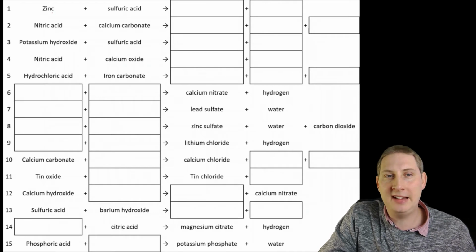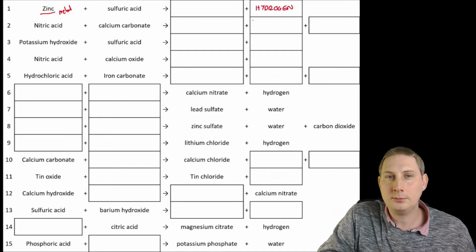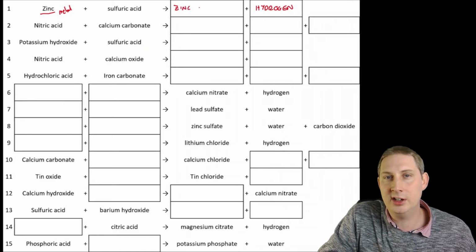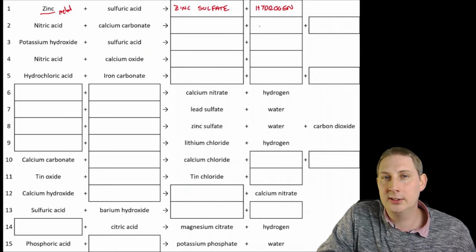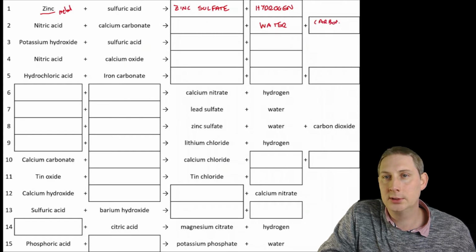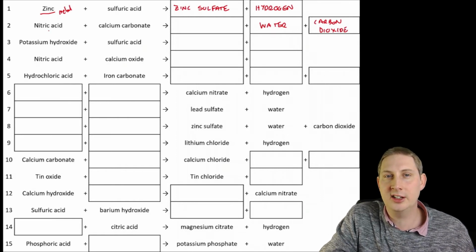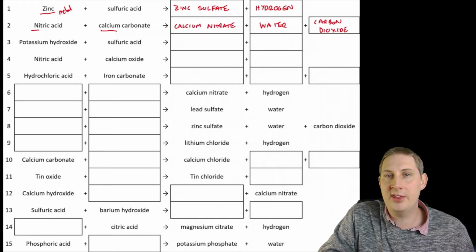Okay, so we've got a metal here. So we know a metal and an acid forms a salt plus hydrogen. The salt is going to be called zinc sulfate. Did you get that right? An acid and a carbonate makes a salt plus water plus carbon dioxide. What do we call the salt? Well, it's nitric acid, so it's going to be a nitrate, and we've got calcium. So the salt is going to be calcium nitrate. Did you get those 3 correct?